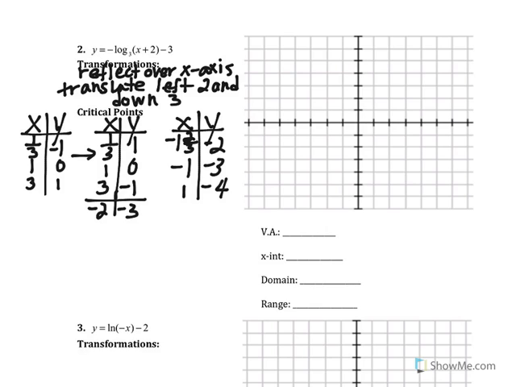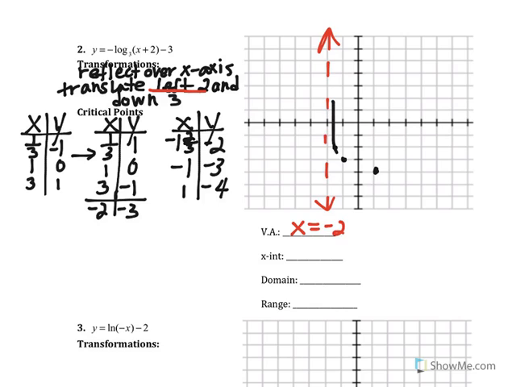We went to the left 2. So again, that's going to be your vertical asymptote, x equals negative 2. Make sure to make this a dashed line. We're going to plot the points. Negative 1 and 2/3, negative 2, negative 1, negative 3, and then 1, negative 4.